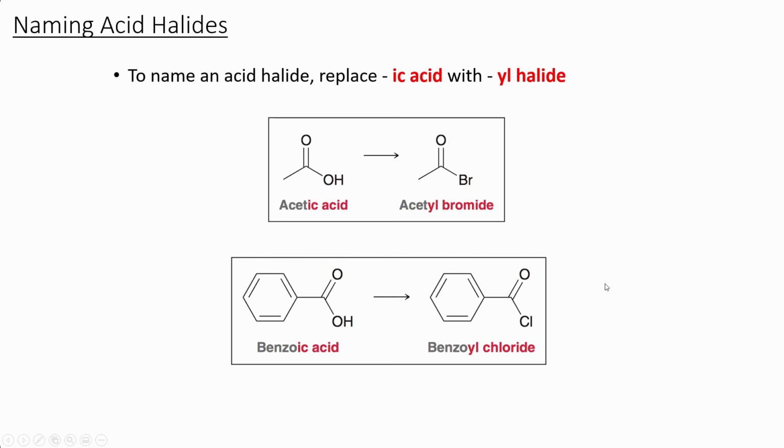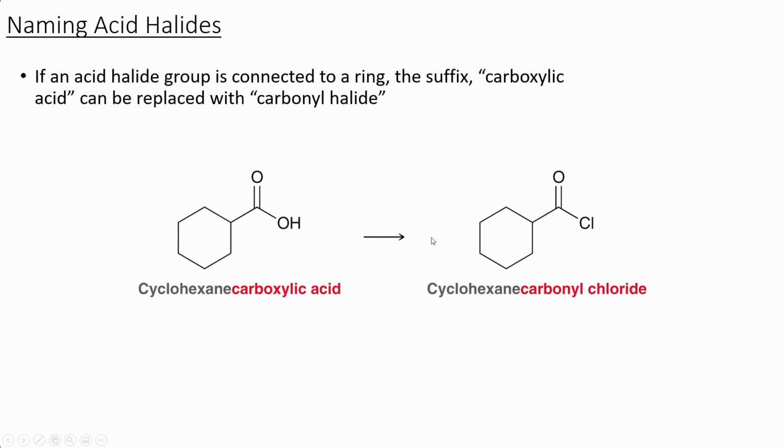So let's take a moment and go through the naming procedures for acid halides, esters, and amides. If we look at acetic acid, if we want to name the bromide version of it, we'll change the ic acid to yl halide. So our new suffix. Instead of acetic acid, we'd have acetyl bromide. Instead of benzoic acid, we'd have benzoyl chloride. And similar to a carboxylic acid on a ring, if we have the carbonyl chloride on a ring, then our suffix becomes cyclohexane carbonyl chloride.